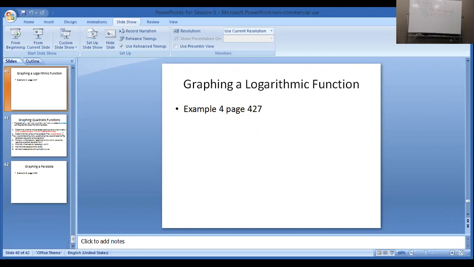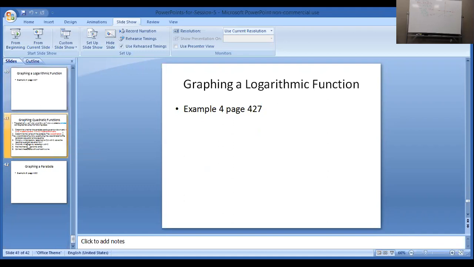Because log base 2 of x is the same as 2 to the power of y equals x. You have to memorize those two equations: y equals log base b of x is b to the power of y equals x. When you put different values for y, you get different values for x, and you draw the line. All right?